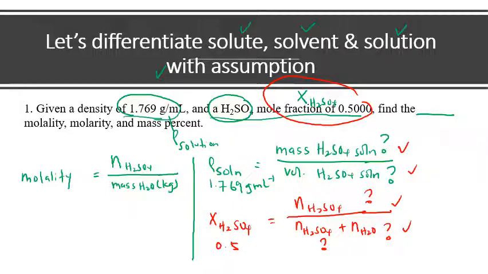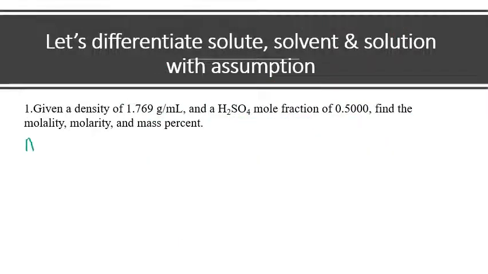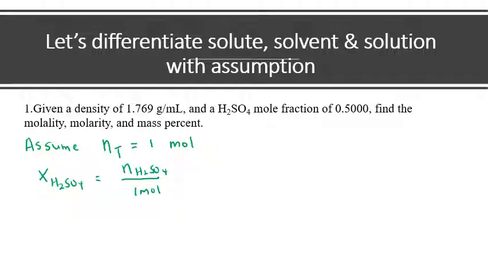We look at the mole fraction here, another one. Okay, so for this one, I am going to assume that the total number of mole equals 1 mole. Okay, in this case, we will assume n total equals 1 mole. Then we use the formula: mole fraction of H2SO4 equals number of mole of H2SO4 over 1 mole. Given in the question is 0.5. So from here we know number of mole of H2SO4 is equal to 0.5 multiplied by 1 mole, which is equal to 0.5 mole.